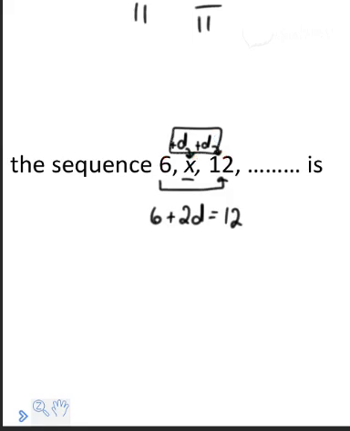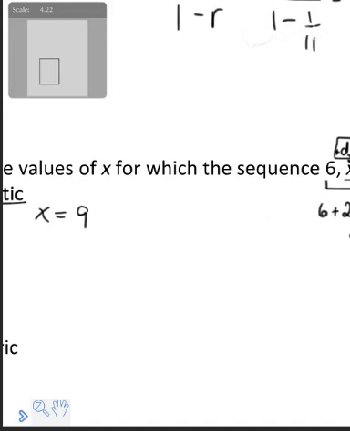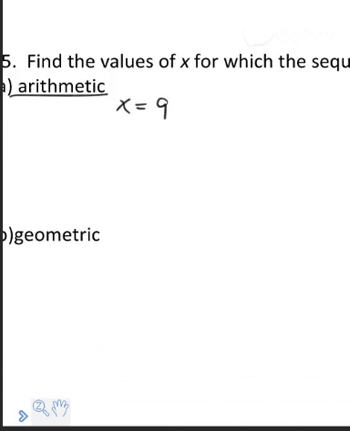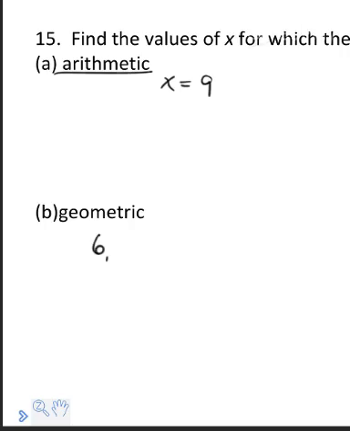And if we solve this, it's a pretty easy equation to solve. We get that d equals 3. That's the common difference. So now that we know 3 is the common difference, 6 plus 3 is equal to 9, which brings us our answer, x equals 9. Now we can do the same thing for the geometric. Geometric means that we're not adding the same number d, we're multiplying by the same number r. So 6 times r would bring us to the next term x, and then x times r would bring us to the next term 12.